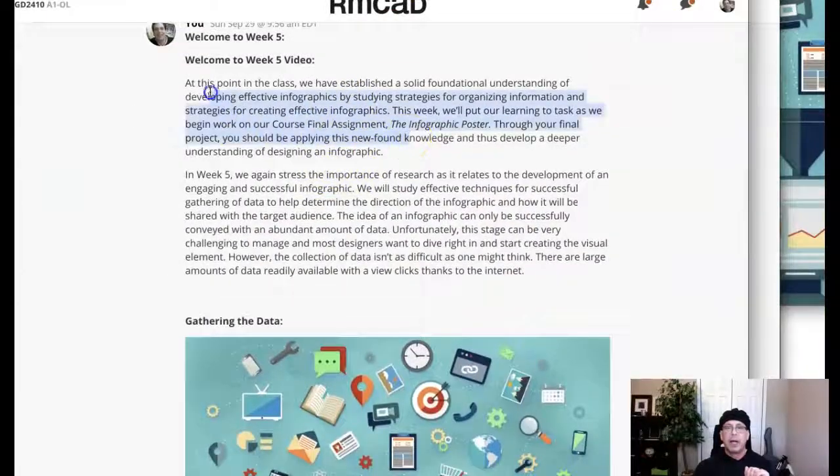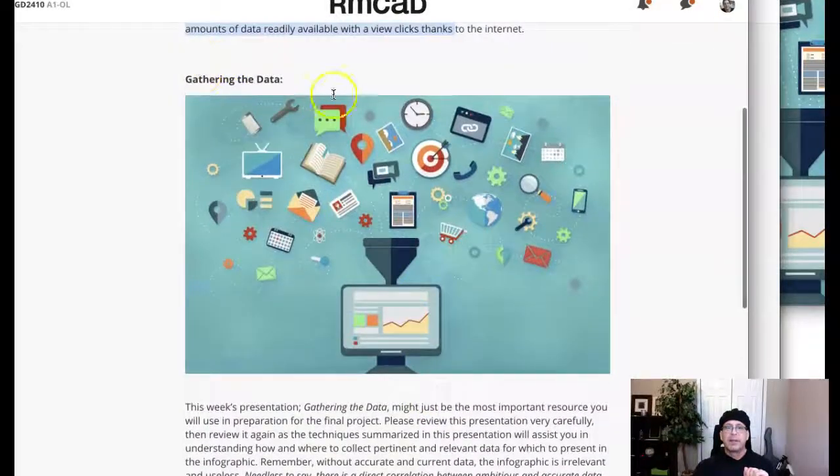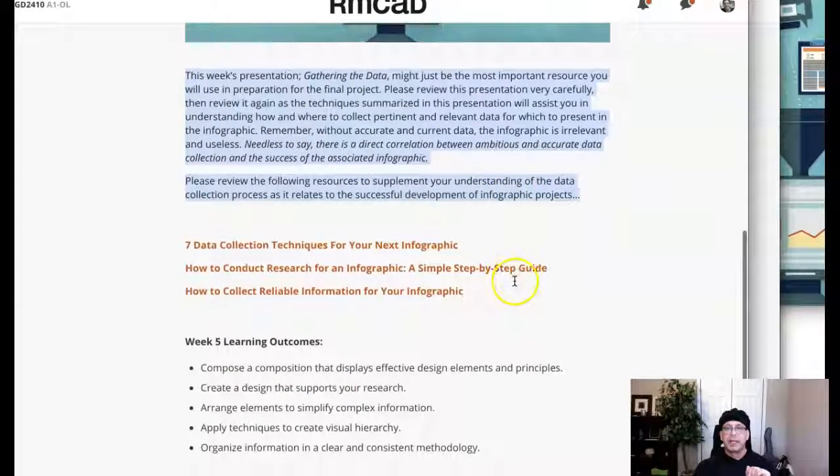Okay, so summary, introduction to this week. And then we talk about gathering the data. Now I've got these 2 paragraphs that just kind of reflect the importance of the data gathering process, as I consider it to be the most important process in all of data visualization, in all of infographic design. Gathering the data is by far the most important process in this whole project.